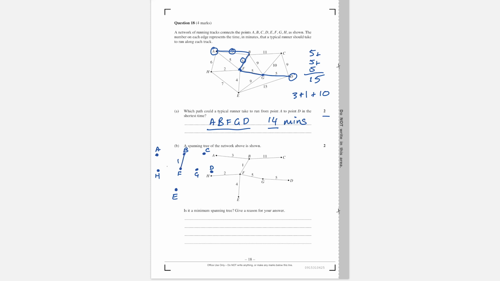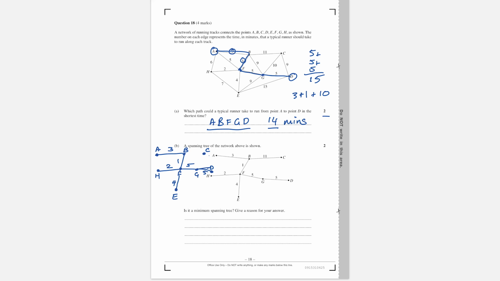I don't see any more number 1s, so we'll carry on to number 2, and that's connecting H to F. No other 2s on the network, so then we move on to 3, and that's connecting A and B. All right, moving on to the number 4, that's connecting F to E. No other 4s on the network, so we're going to go with the 5s, and that's connecting F to G, and then G to D.